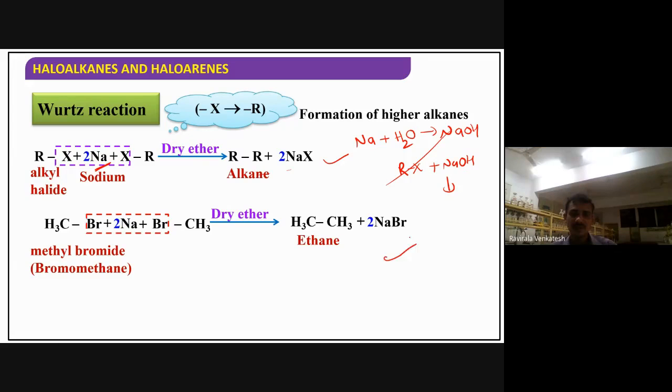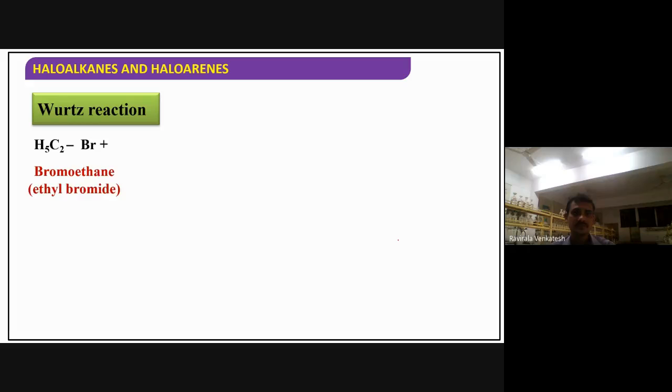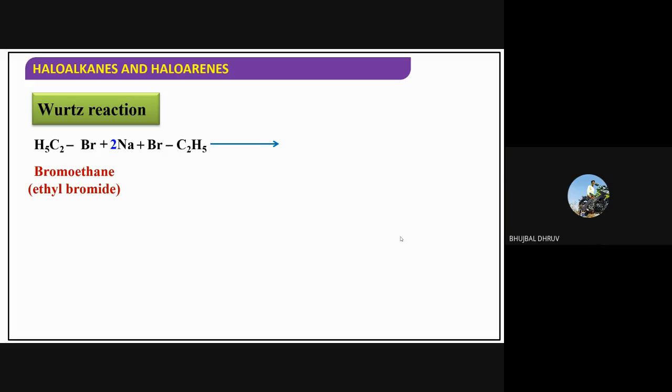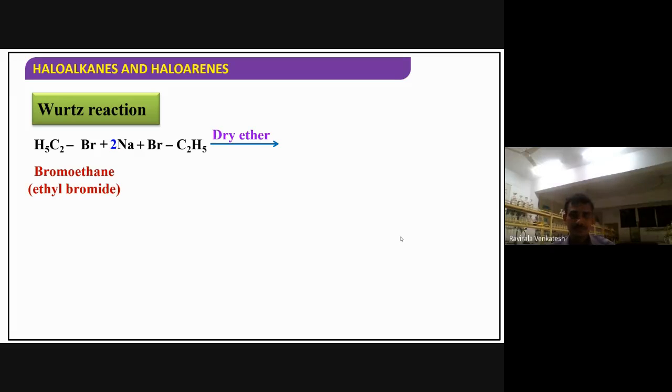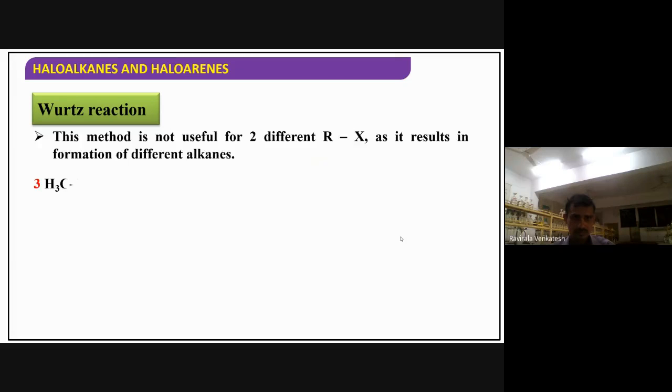So these are examples we have taken. What is the product here? Tell me. The name of the product will be butane. Now, see here, one is methyl bromide, the other is ethyl bromide. In this case, we actually get different numbers of alkanes. It is not a suitable method for us. So, different alkanes.